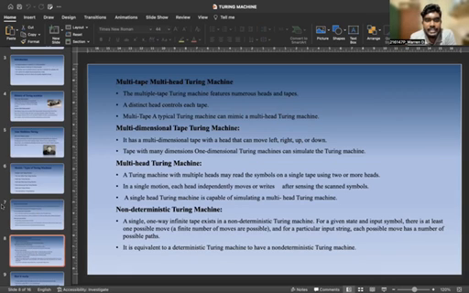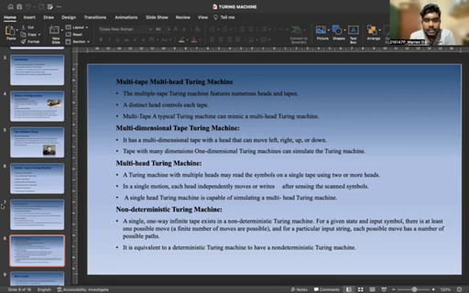Fourth one is the multi-tape, multi-head Turing machine. The multi-tape Turing machine features numerous heads and tapes. Also, a distinct head controls each tape. And a multi-tape Turing machine can mimic a multi-head Turing machine.